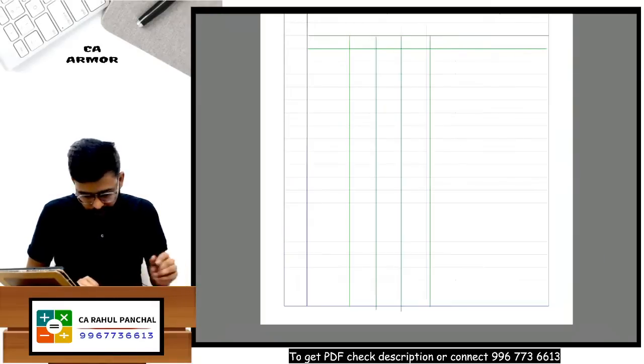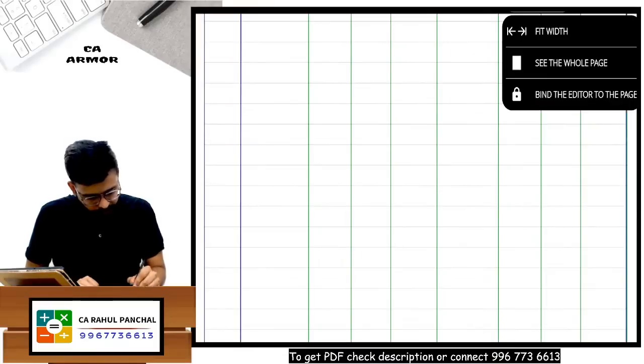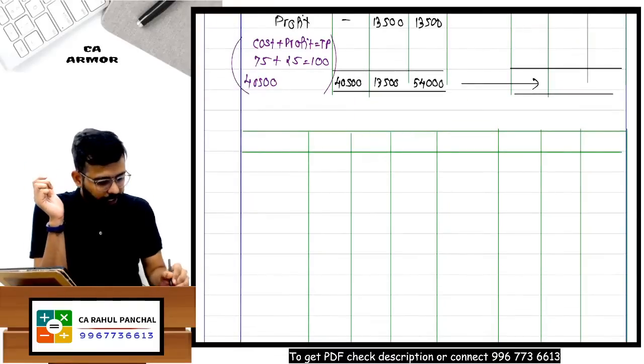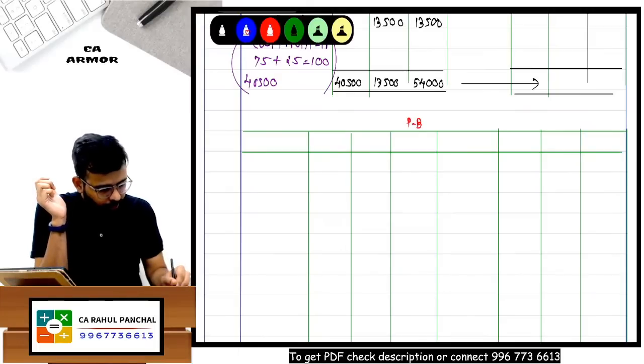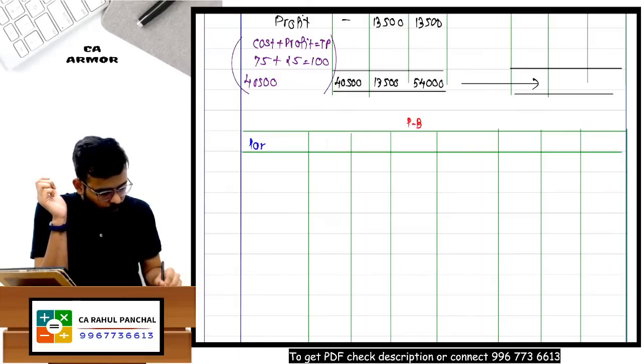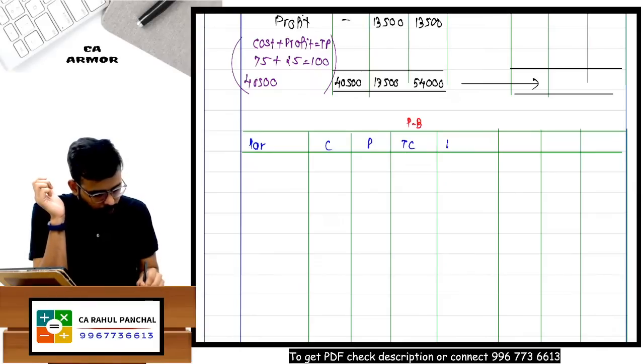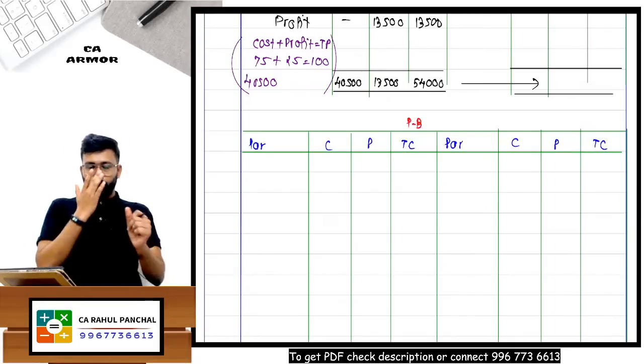Pay attention here. Okay, so here we go. So we have made the format. Sir, it is my process 2 account. Sorry, process B account. Sir, again, particulars, cost, profit, total cost. Okay, chalo, let us start.